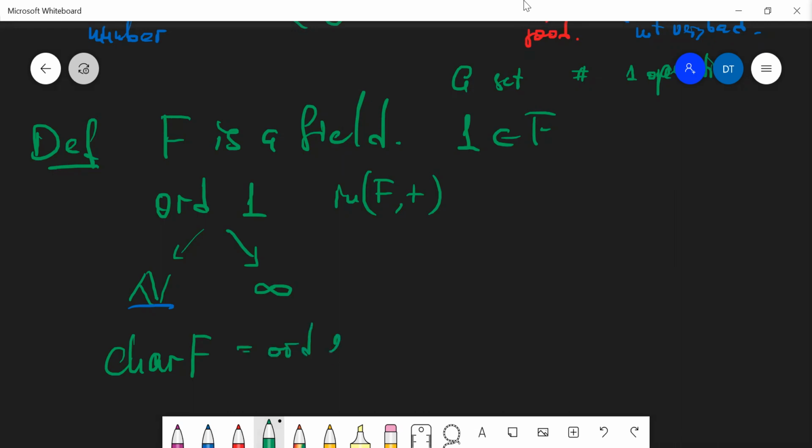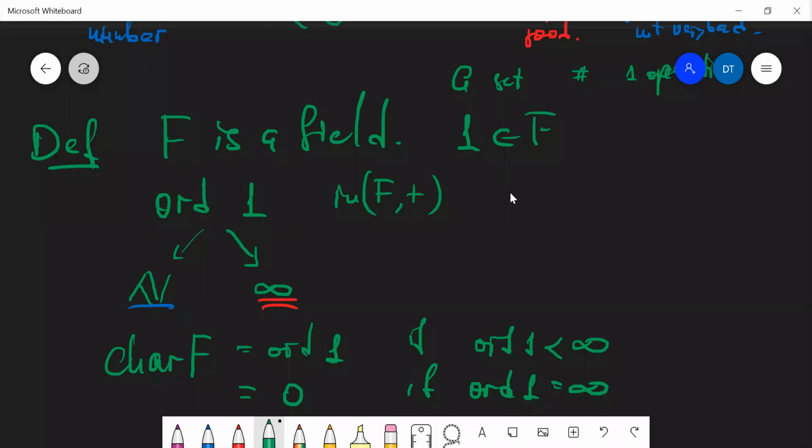This is just the order of the element 1 if the order is less than infinity. In the second case, if the order of the element 1 is infinite, I will say that the characteristic is 0. This is just by definition if the order of the element 1 is infinite.